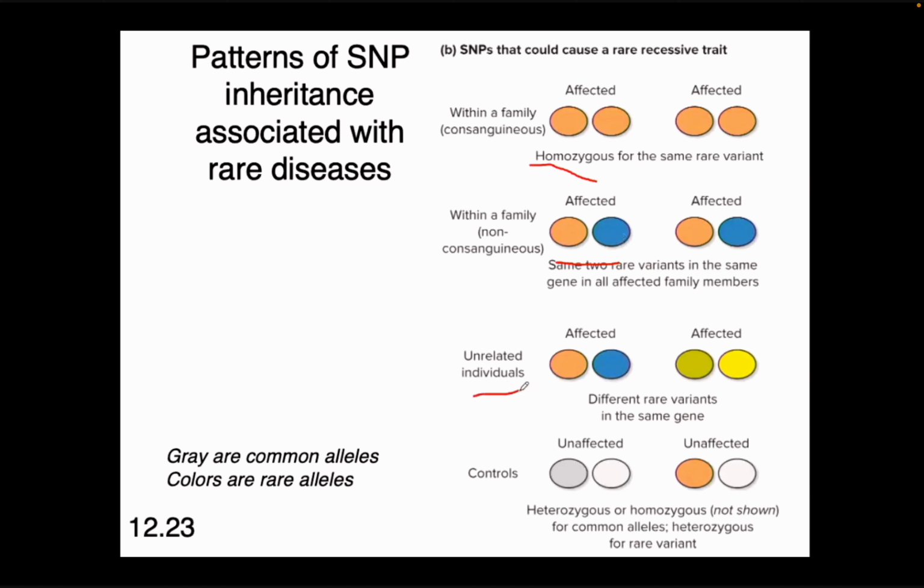Okay? If you look at unrelated individuals, again, cystic fibrosis might be an example, they will always have two mutant alleles, but they have collections of many different combinations of mutant alleles all in that same disease gene. And the control individuals are unaffected. They will be either homozygous for wild type alleles, the grays, or heterozygous carriers. Okay? So that gets us to a couple of points at the end of the chapter.